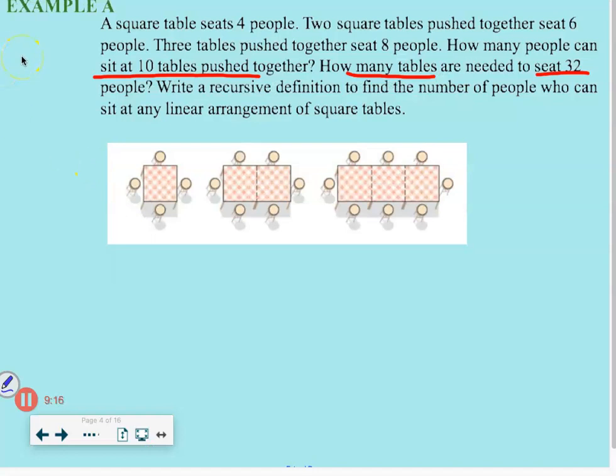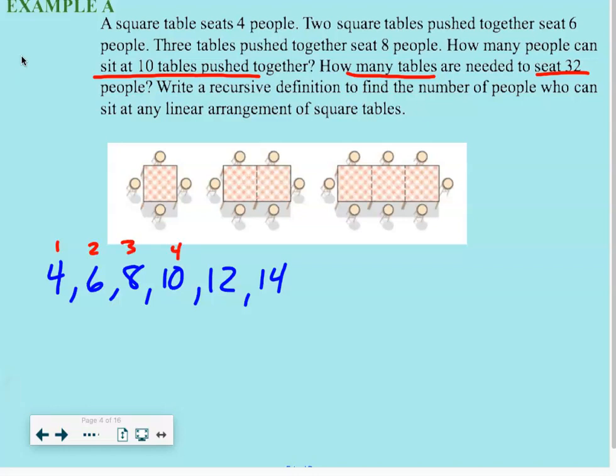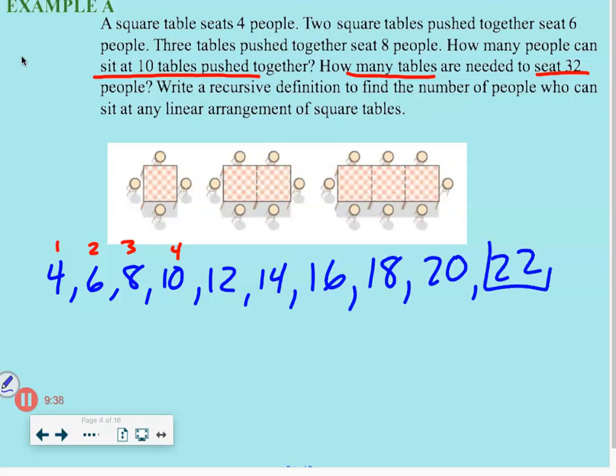So you did 4, 6, 8, 10, 12, 14. And before I keep going, just so you know the table number, this is table number 1. This is 2 tables, 3 tables, 4 tables, 5, 6, 7, 8, 9, 10. So you just wrote out the 10 terms, right? Perfect. Fantastic. Any other thoughts?